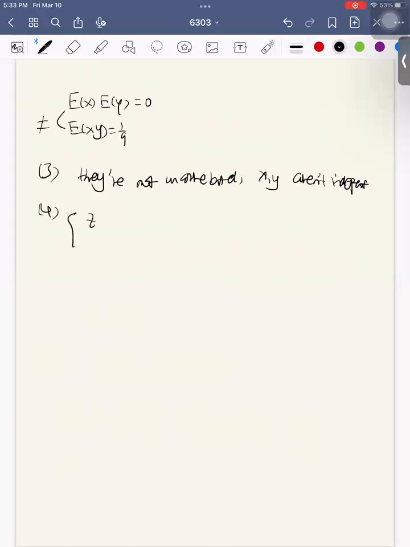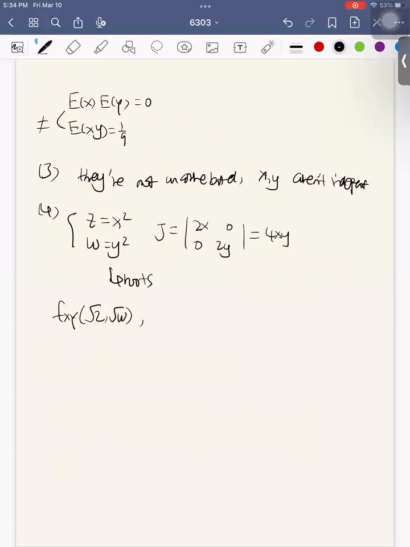Now let's say Z is equal to X squared and W is equal to Y squared. Using the Jacobian method, we can write this here. So it has 4 roots for these 2 equations, and we can write them like this, respectively. In total, there are 4 roots, so we are writing them down. So it looks like this.